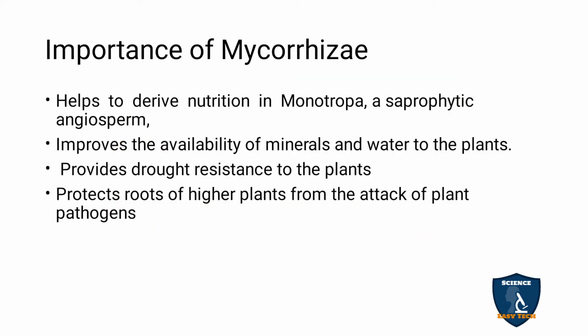Next we move on to the importance of mycorrhiza. Mycorrhiza helps to derive nutrition in Monotropa, a saprophytic angiosperm. So it gives nourishment to this plant. Monotropa is a halophyte which lives in salty soil. There it takes nutrition with the help of this mycorrhiza. It improves the availability of minerals and water to the plants. The absorption of minerals and water is better because the mycorrhiza have more effective absorption than the roots. It associates with the roots also.